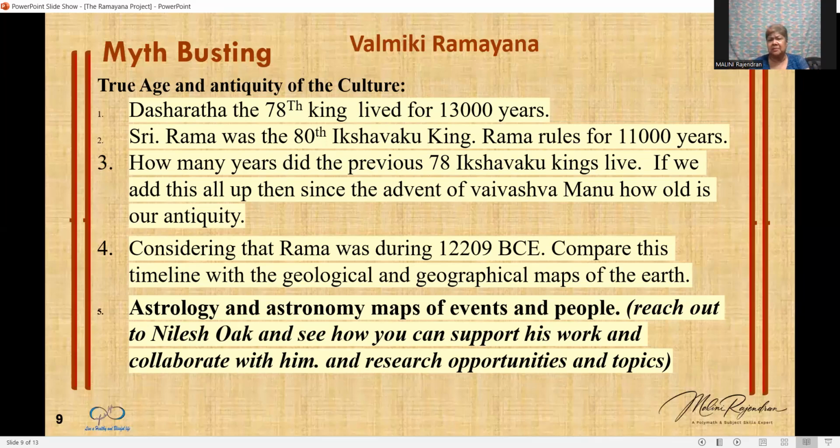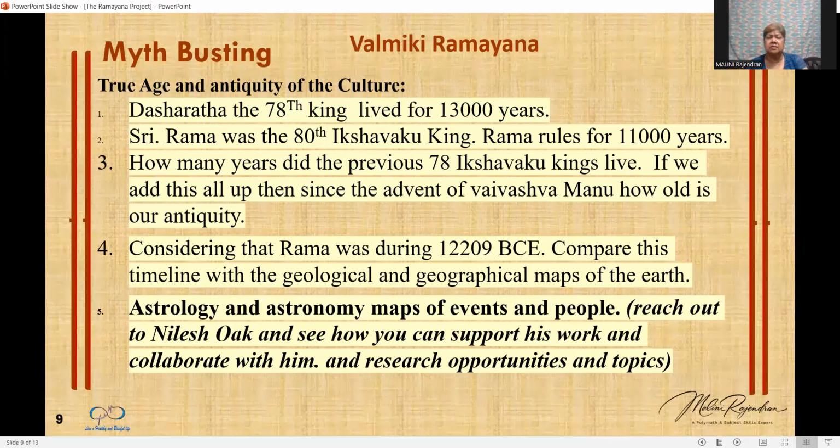If we add this all up and we go back to the advent of Vaivashva Manu, who is considered the first individual of the Ikshvaku kingdom, the Sun dynasty, whose son was Ikshvaku, from whose name the entire dynasty was known. If we go backwards and assuming each one of them lived a certain number of years, how old is our antiquity? Now, I would like to consider that the Ramayana was written during 12,209 BCE, and then use this to compare this timeline with the geological and geographical maps of the earth.